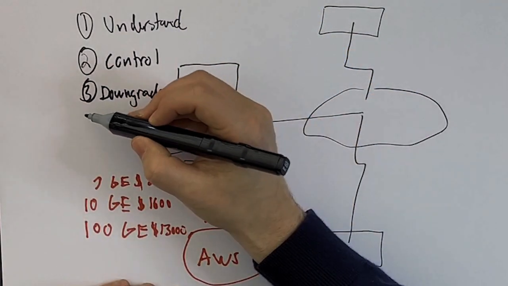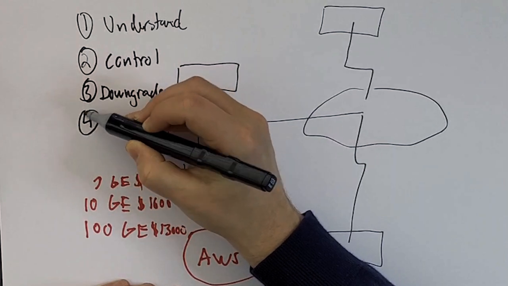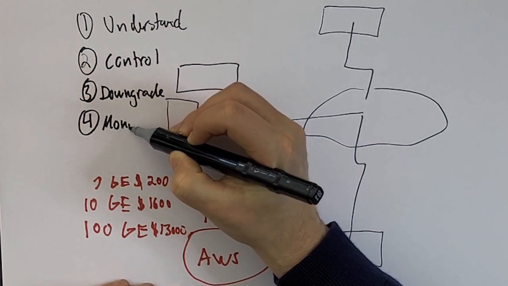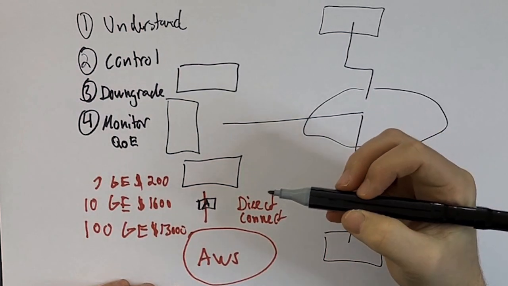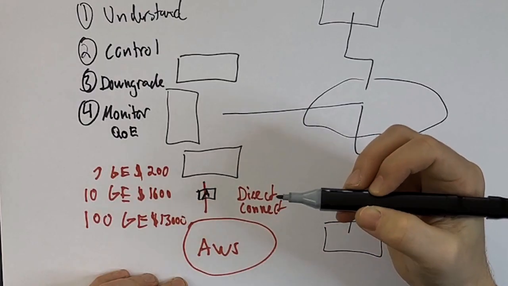But to make sure that you're doing the right thing, as a fourth step, you monitor the quality of experience and you look at the trends. Are you providing the users and apps with a good QoE? And is there sufficient headroom to grow in the future? If there's not, then in the future you may have to upgrade to the larger port again.